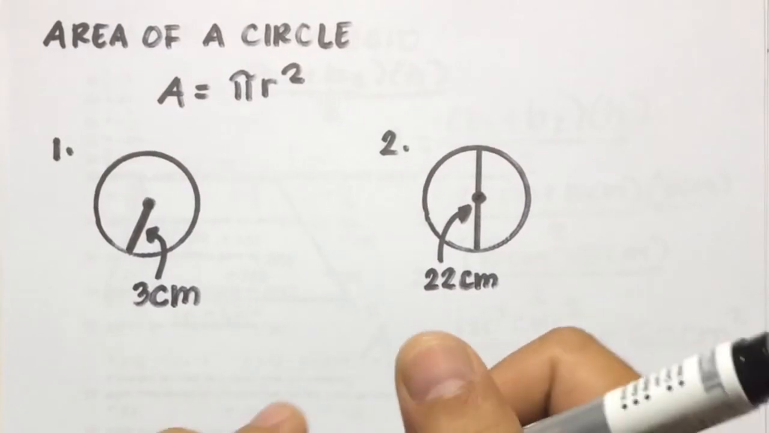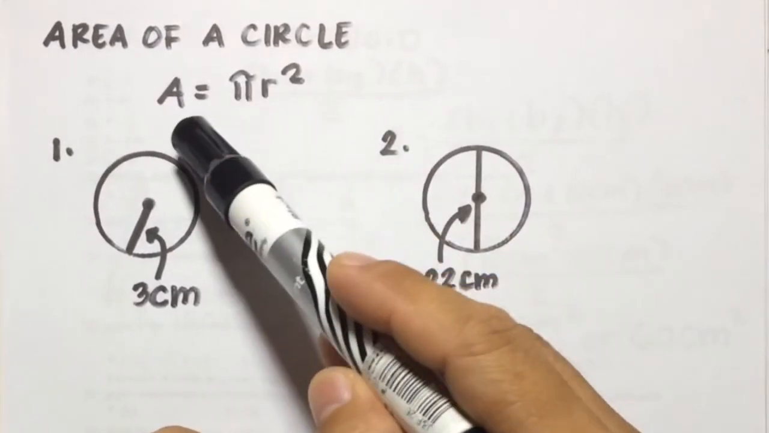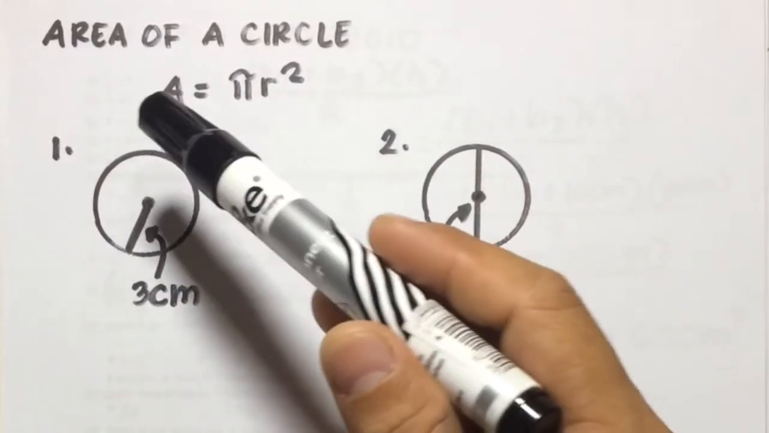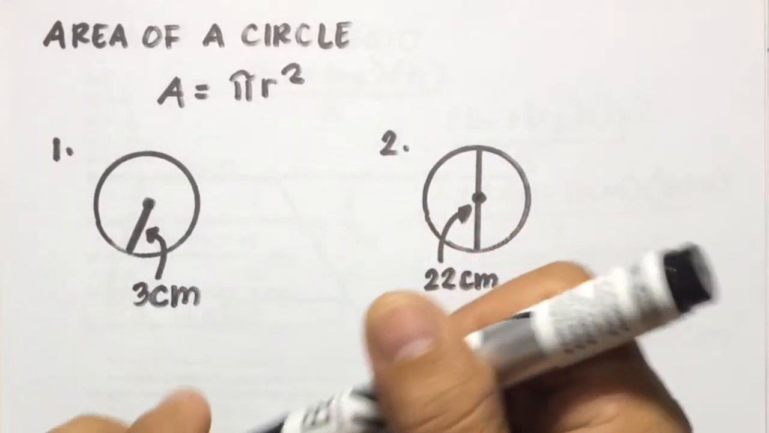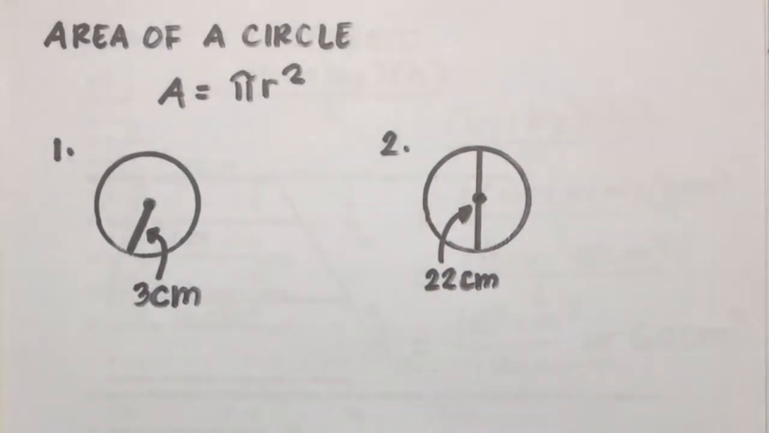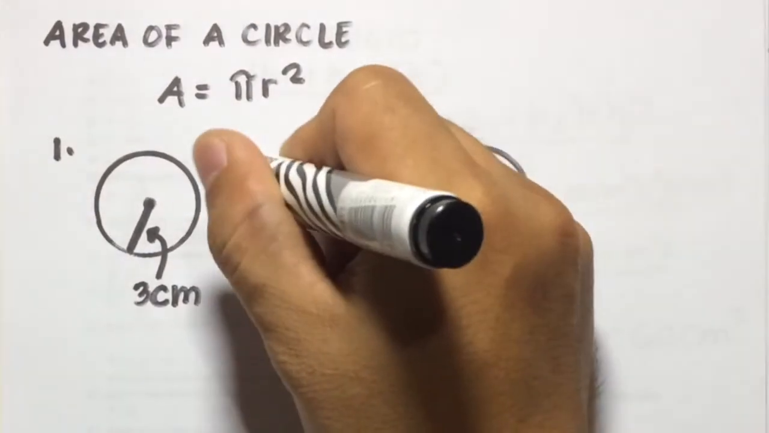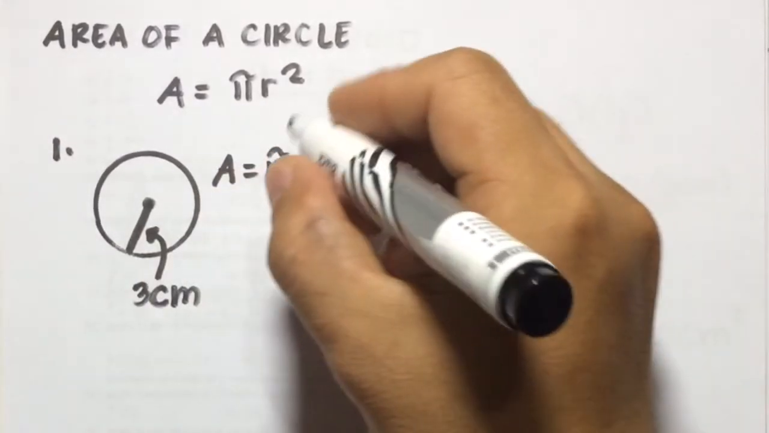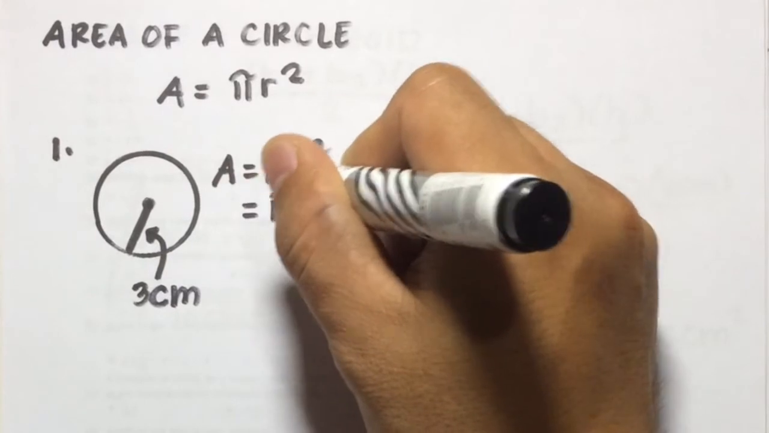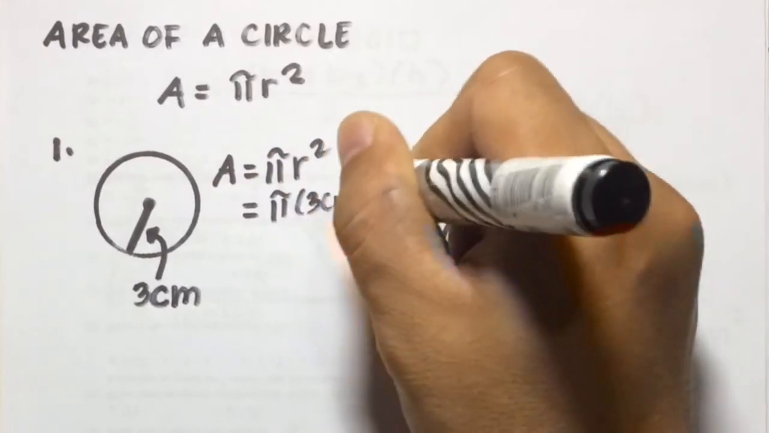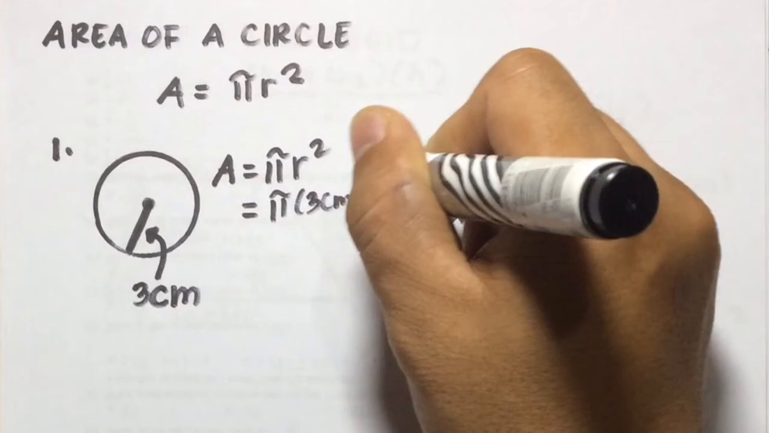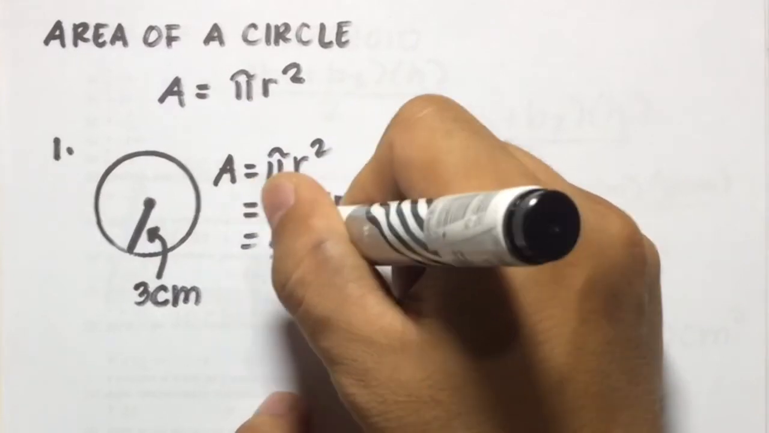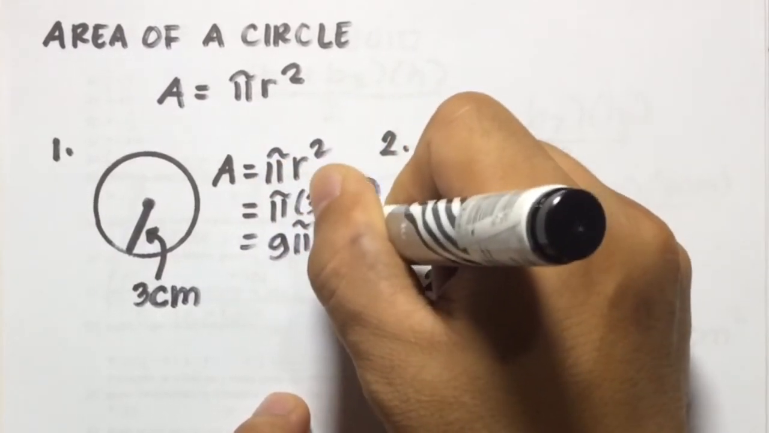The last one is area of a circle. Area of a circle is given by A equals pi r squared. R here stands for the radius. So for example, in number 1, if we're going to find the area of this circle, we're going to use the formula area equals pi r squared. R here is 3 centimeters, so we're going to have pi times 3 cm squared. Then 3 cm squared is 9 cm squared, so we're going to have our answer as 9 pi cm squared.